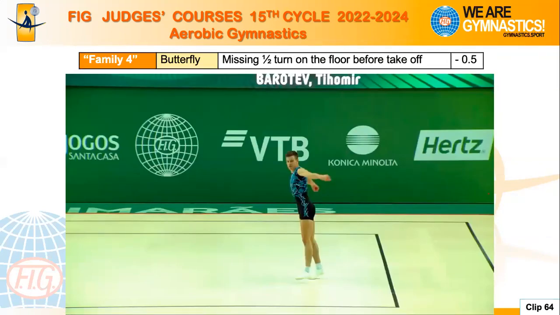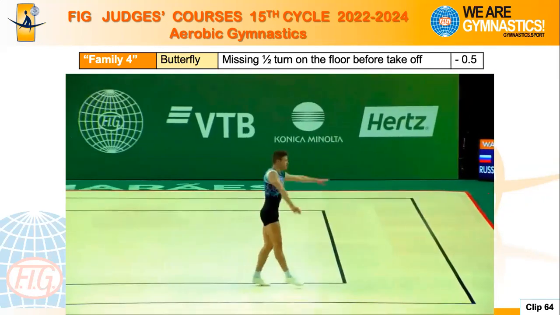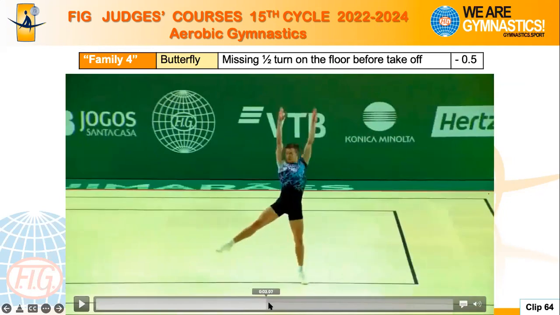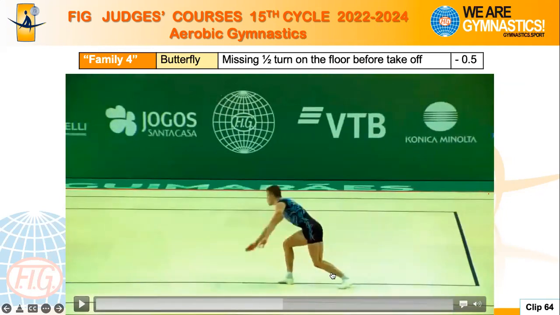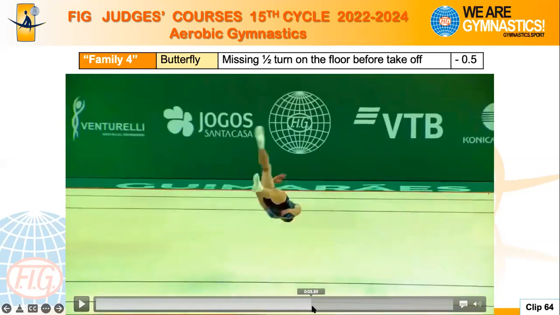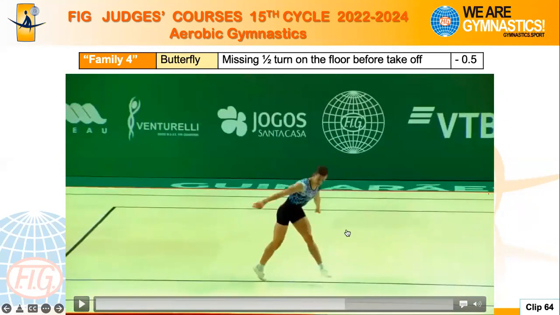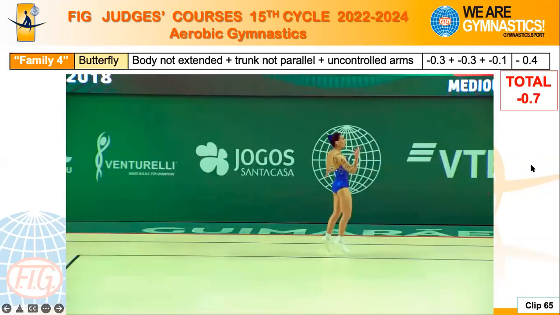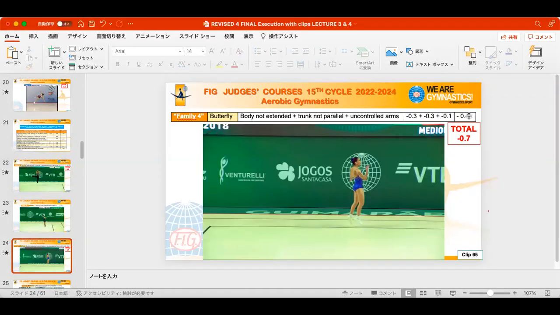Missing half turn on the floor before takeoff for butterfly. He was supposed to turn half before he does the butterfly. Therefore, it's wrong technique. It's 0.5. Body not extended and trunk not parallel and uncontrolled arms. So 3, 3, 1. And I think I cannot calculate.